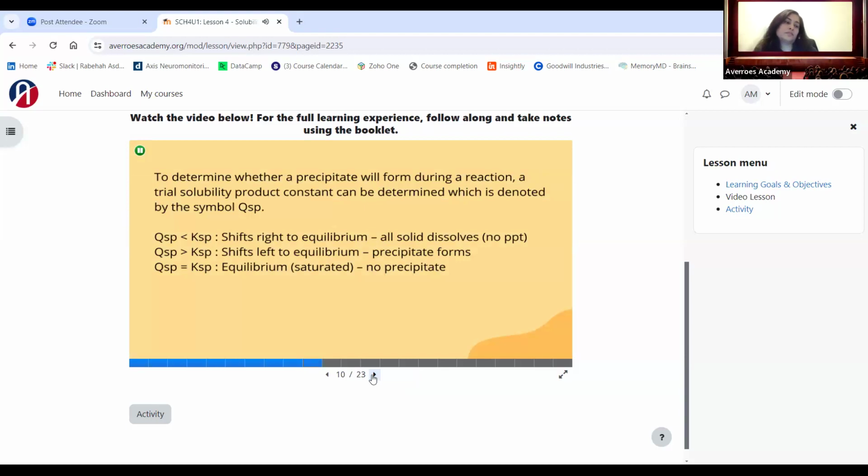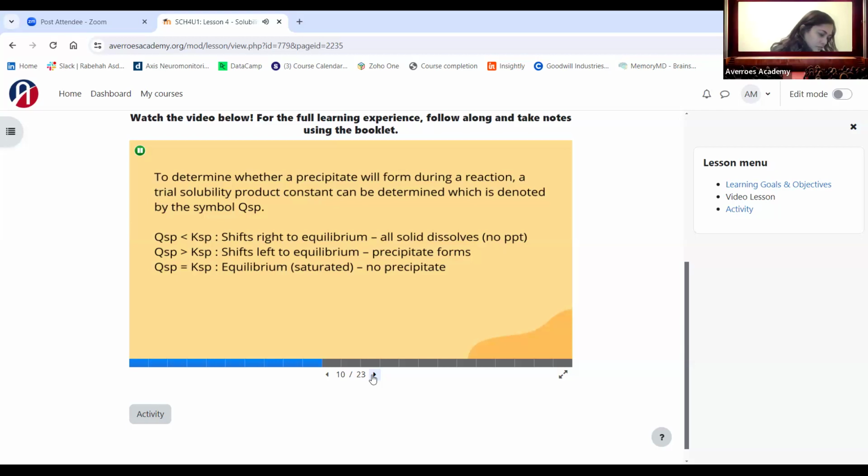Another thing we can do with our KSP values is predict precipitation. So recall we learned that the reaction quotient Q is a value that can be used to calculate whether or not a system is at equilibrium. We can also use the reaction quotient in the context of solubility, so our QSP. And we can use it to predict whether a precipitate will form when we mix solutions of metal cations and non-metal anions together.